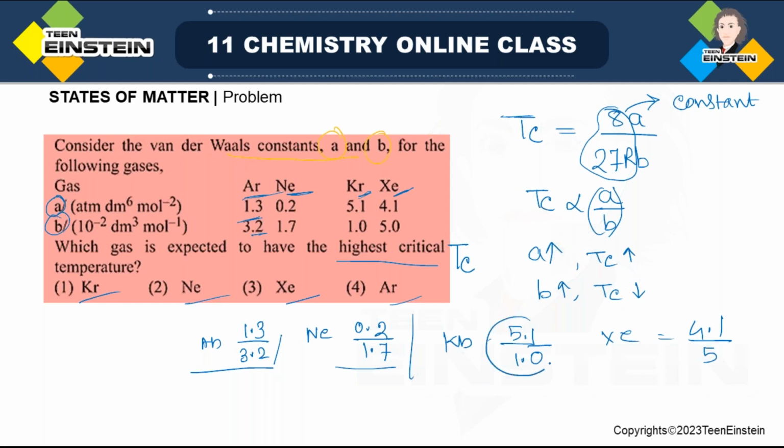So the maximum ratio we are finding is for krypton. So that is why Tc will be maximum, that is highest, for krypton gas among these four options. So this is the correct answer. Yeah, that is option 1. Fine.